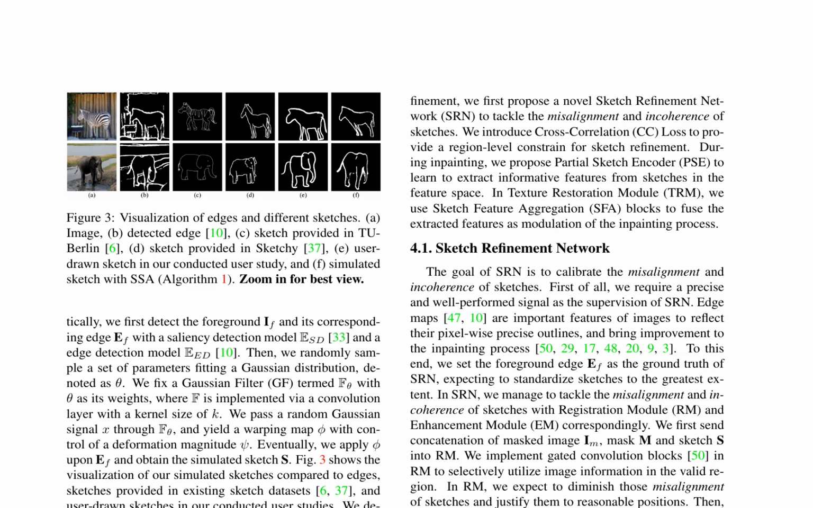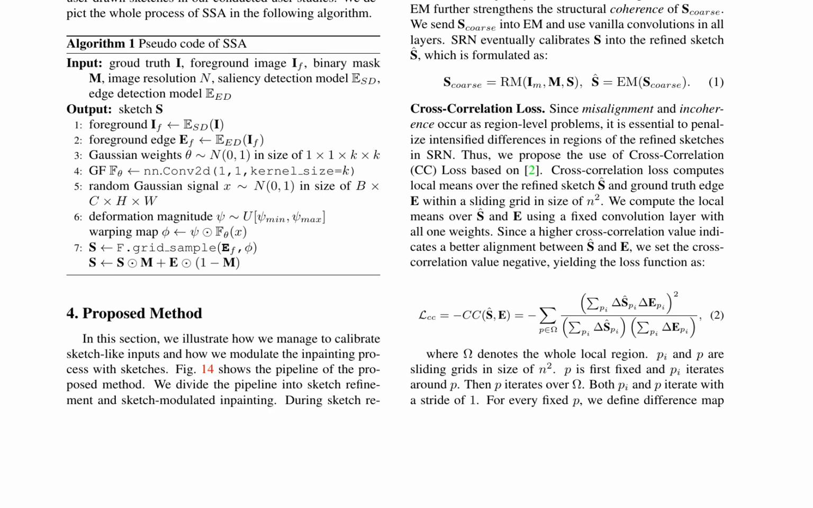Furthermore, the research proposes a sketch simulation algorithm to simulate sketches from detected edges, targeting the characteristics of the sketch domain. This algorithm warps detected edges to simulate misalignment and composes the warped sketches with edges in valid regions to imitate incoherence. The paper concludes by outlining the pipeline of the proposed method, which includes a sketch refinement network and a texture restoration module. It emphasizes the importance of precise signal supervision and the use of sketch feature aggregation blocks for modulation of the inpainting process.